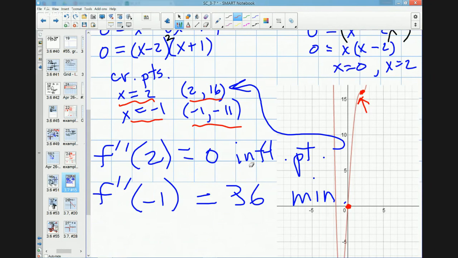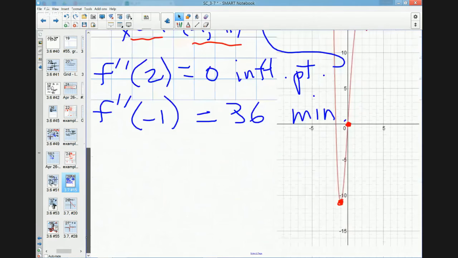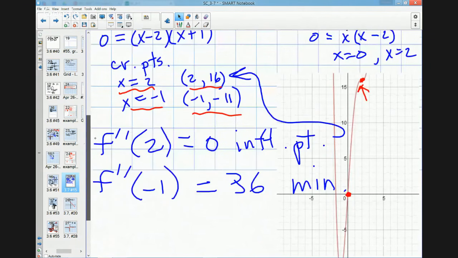What's the second derivative at -1, which is this one at the bottom down here? Whoops, I just erased. At -1, that turns out to be a positive. What does that tell you? It's concave up. Okay, so we're starting to see the whole thing develop.